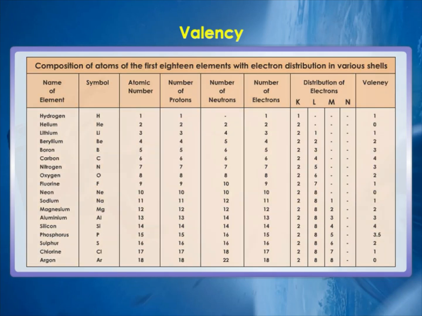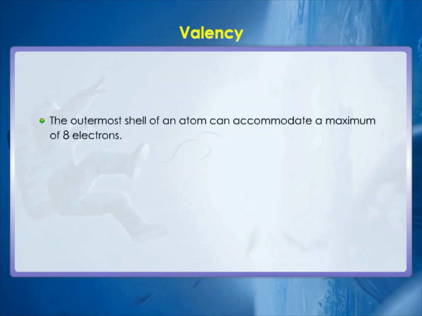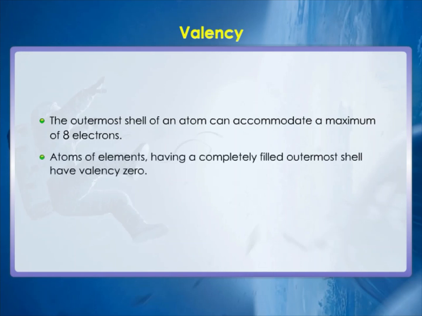From the Bohr-Bury scheme, we also know that the outermost shell of an atom can accommodate a maximum of 8 electrons. It was observed that the atoms of elements having a completely filled outermost shell show little chemical activity. In other words, their combining capacity or valency is 0.